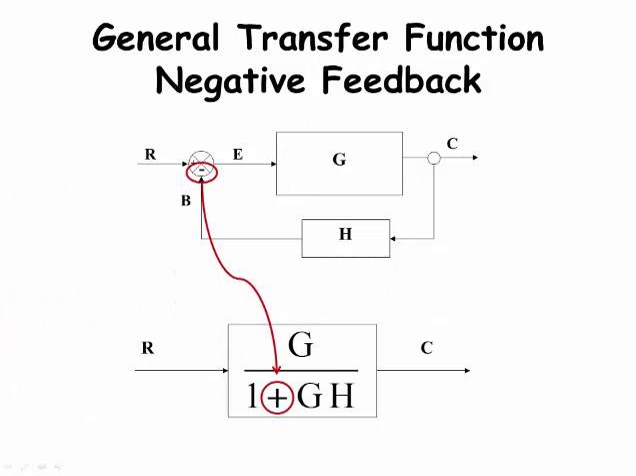This slide highlights the fact that when we have a negative feedback system, the denominator has a plus sign. This point is highlighted as a check on your answers. If the system has a negative feedback loop, there must be a positive term in the denominator.